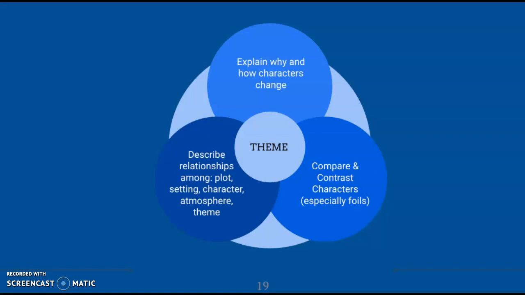So for this competency, these are the three big skills that are important to look at. If you can explain why and how characters change, if you can compare and contrast characters, especially pairs of characters who seem to be set up in order to be compared, and if you can describe the relationships among plot, setting, character, atmosphere, and theme, then you're laughing. You can figure out just about any theme from any text.